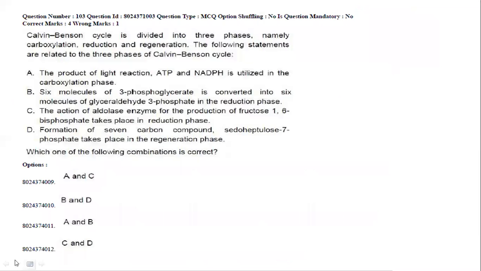Now, the Calvin-Benson cycle is divided into three phases, mainly carboxylation, reduction, and regeneration. The following statements are related to the three phases of the Calvin-Benson cycle. We know that in the Calvin cycle, 6 RuBP plus 6 CO2 together form 12 molecules of PGA. This phase is called the carboxylation phase, in presence of the Rubisco enzyme.